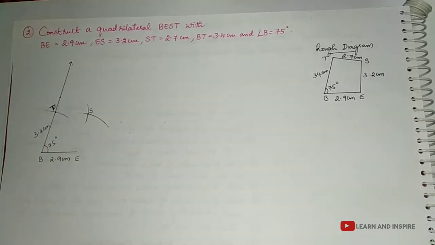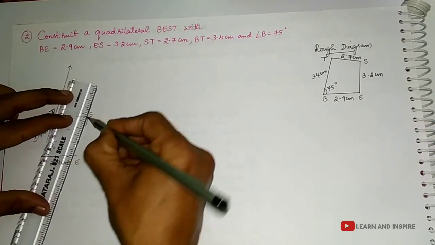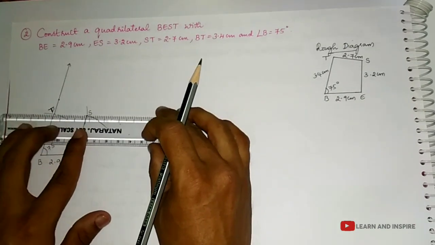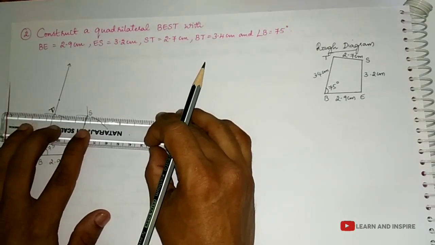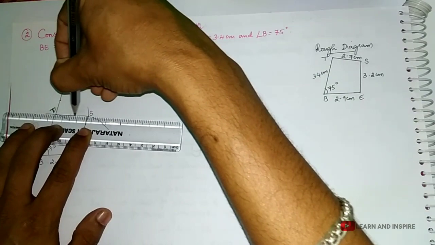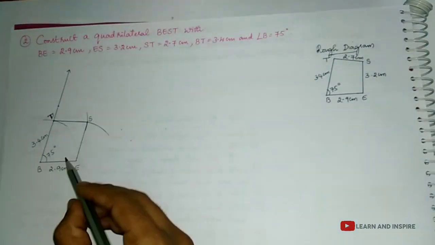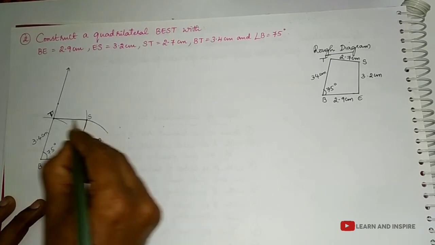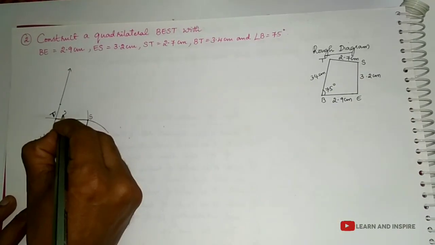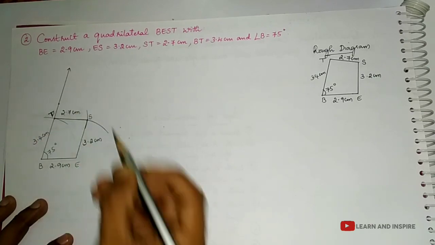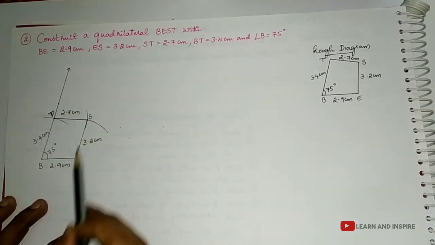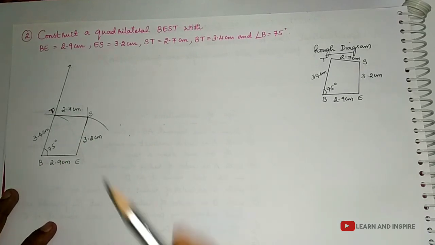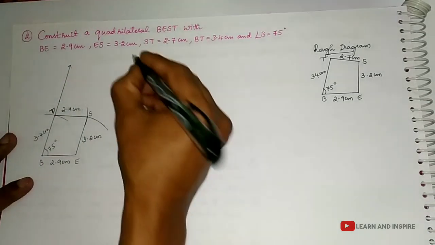Now I join ES. So here is ES, I join ES and TS. Now I write the measurement of ES. ES is 3.2 centimeters and TS is 2.7 centimeters. So from this you can see BEST is a required quadrilateral. Understood? So we write the steps of construction.